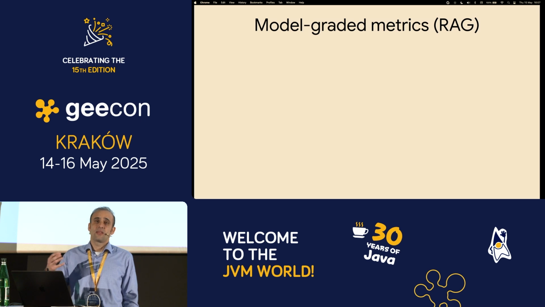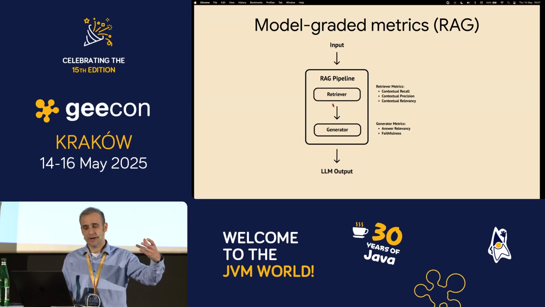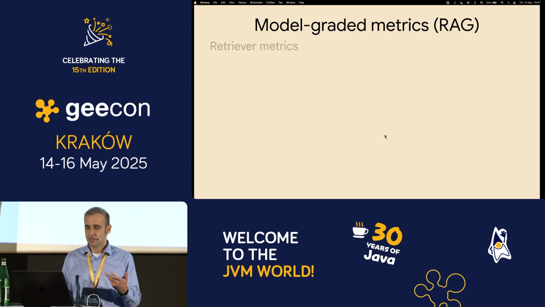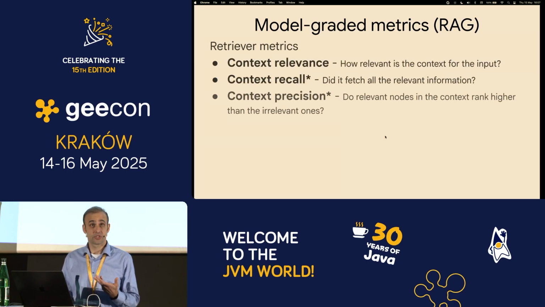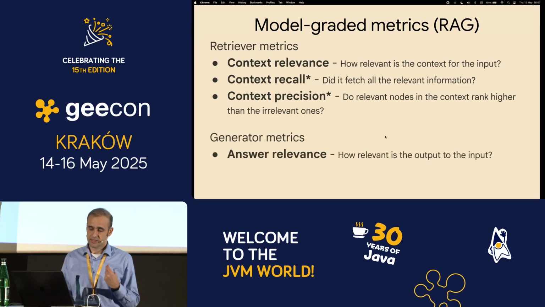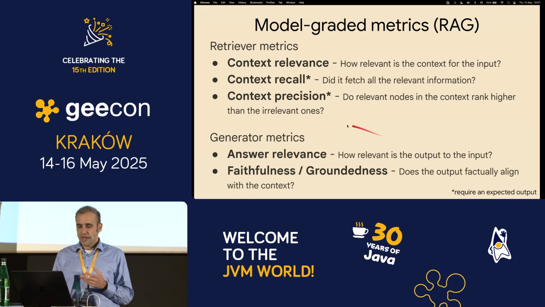So for RAG, if you're doing Retrieval-Augmented Generation, there are metrics for that too. RAG has two parts, the retriever part and the generator part. For each of them, there are different metrics. For the retriever, there's contextual relevance, context recall, and context precision that you can measure. And for the generator, there's answer relevance and faithfulness that you can measure. So these are the main things you can measure.